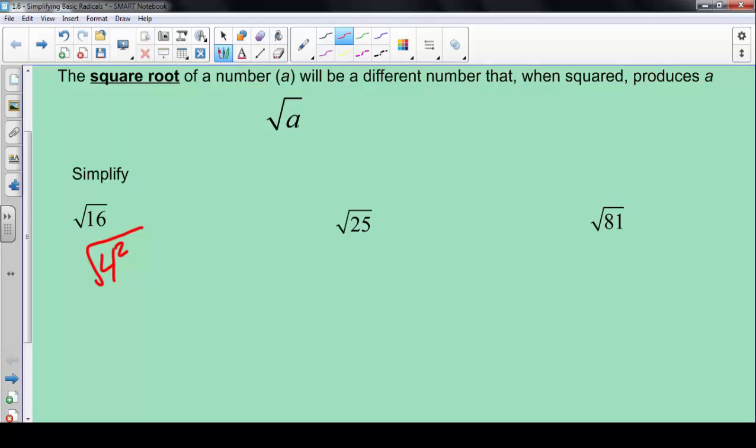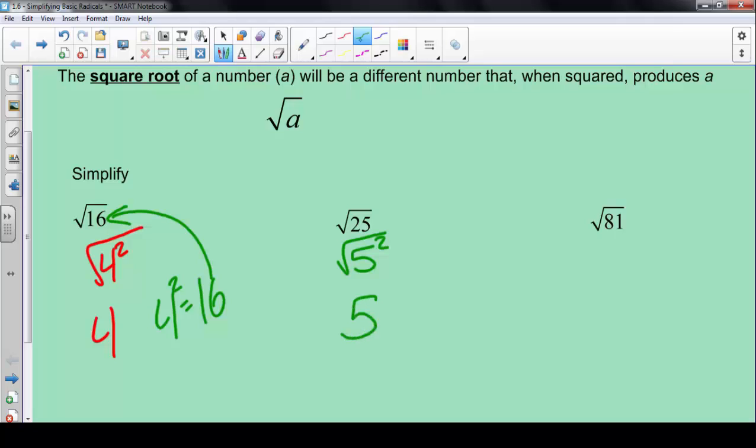So the square root of 4 squared is 4. Because if we look at it by our definition, when we squared 4, we got 16, which just gets us back to this number. Square root of 25, we can think of this as 5 squared. 5 squared is 25, so the square root of 25 is 5, because it's the number that when we squared it, got us back to our 25.